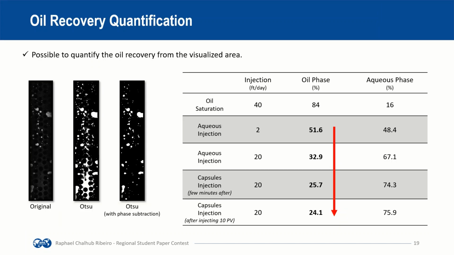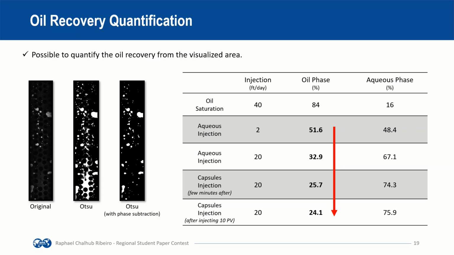Finally, the last part of this study is to show that it's possible to quantify the phase distribution in the porous media using 3D images, plane by plane. Some techniques are used to reduce noise, such as filters and phase subtraction. The pictures on the left show the resulting images after each step of the process. The table displays the result of one experiment where the increase in oil recovery can be clearly seen.